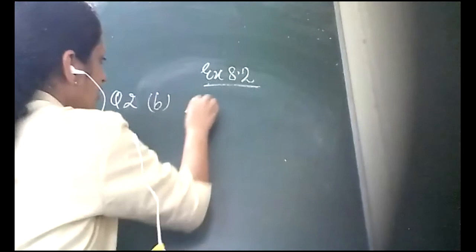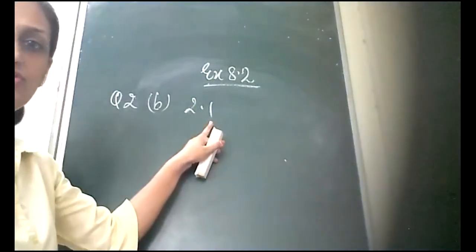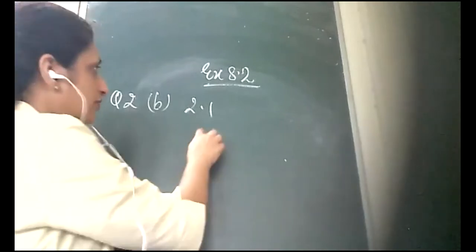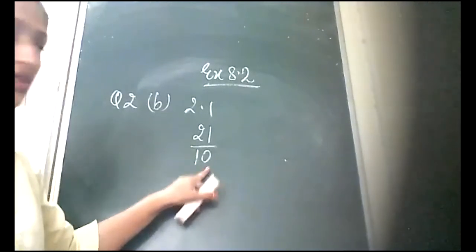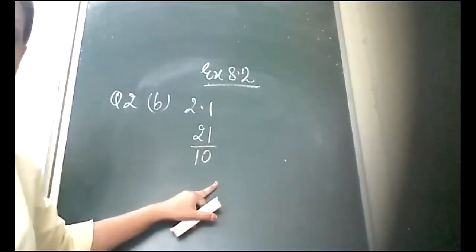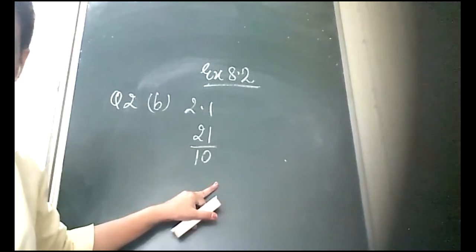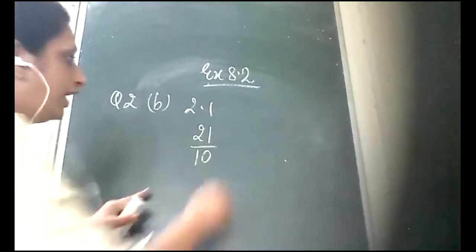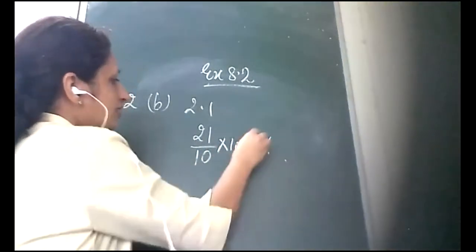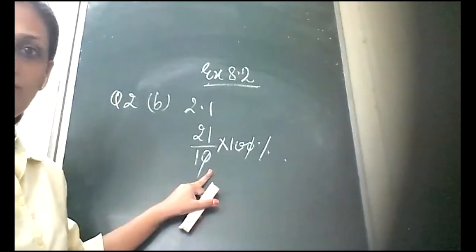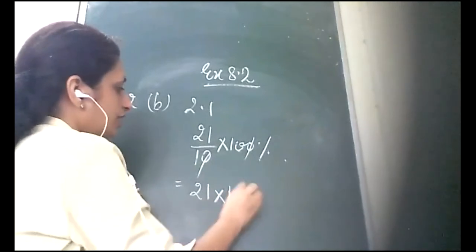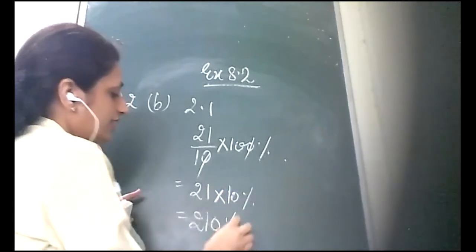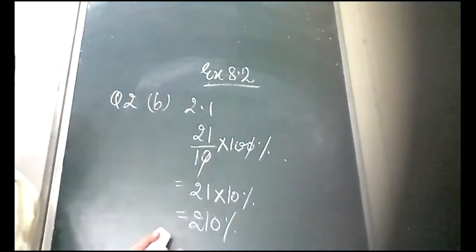B part, 2.1 is given. As you can see, after decimal only 1 digit is there. So when you are converting this number into a fraction, you can write 21 upon 10, because after decimal only 1 digit is there. Now multiply it with 100%. 0 will be cancelled with 0. So 21 multiplied by 10, you are getting 210%. That is the answer. Is it understood? Or any doubt?